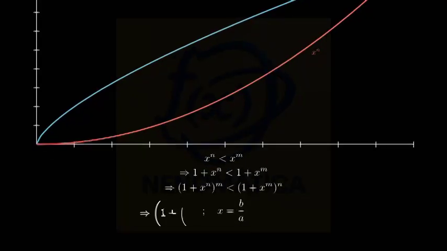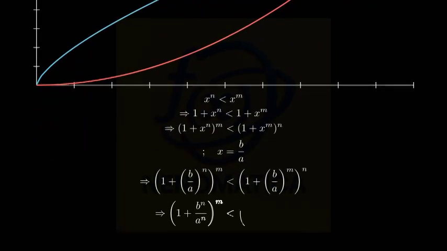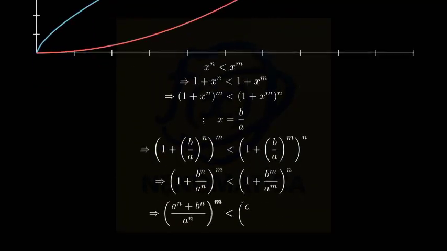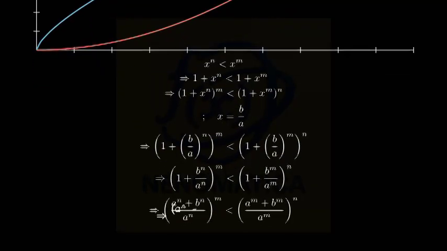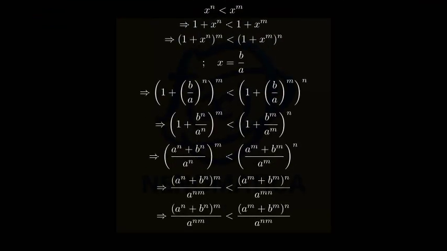Next, we substitute back the original value of x, which is b divided by a. Through algebraic manipulation, we can simplify this expression further. Let's continue with our algebraic manipulations to approach the final form. By multiplying both sides by a to the n times m, we get our original inequality: (a^n + b^n)^m is less than (a^m + b^m)^n. And that completes our proof.